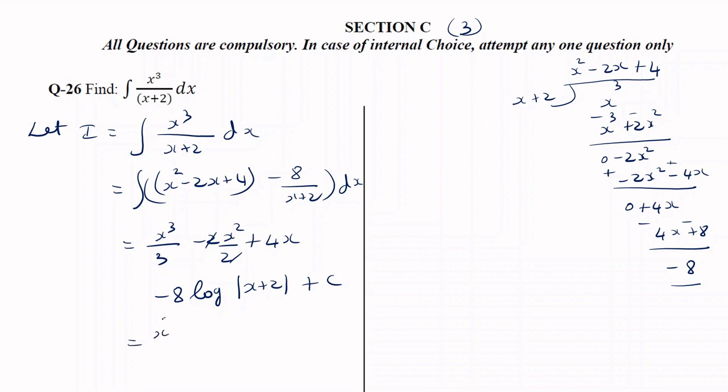So we get the final answer as x cube by 3 minus x square plus 4x minus 8 log mod x plus 2 plus c. So this is the given integral. So here performing long division and getting this step, it carries 2 marks. Then the remaining steps and the final answer carries 1 mark. So a total of 3 marks for this question. Moving on to the next question.